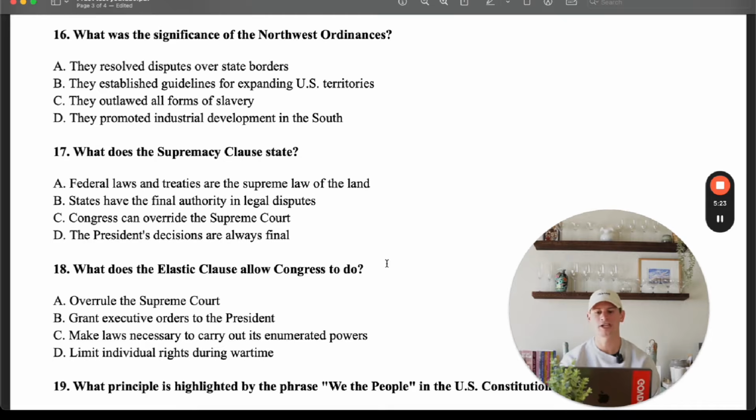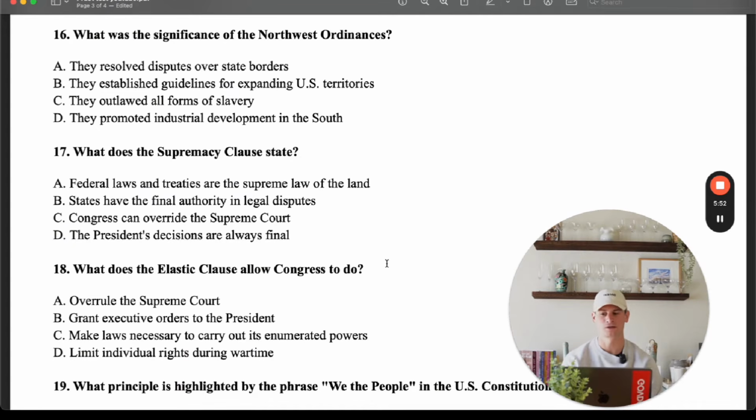So 16, what was the significance of the Northwest Ordinances? Right? A is they resolved disputes over state borders. B, they established guidelines for expanding U.S. territory. C, they outlawed all forms of slavery. And D, they promoted industrial development in the South. All right? So take a look at D. Well, what is the ordinance called? It's called the Northwest Ordinance, right? So do we think this has anything to do with the South? No, right? So D is definitely not going to be the answer here.